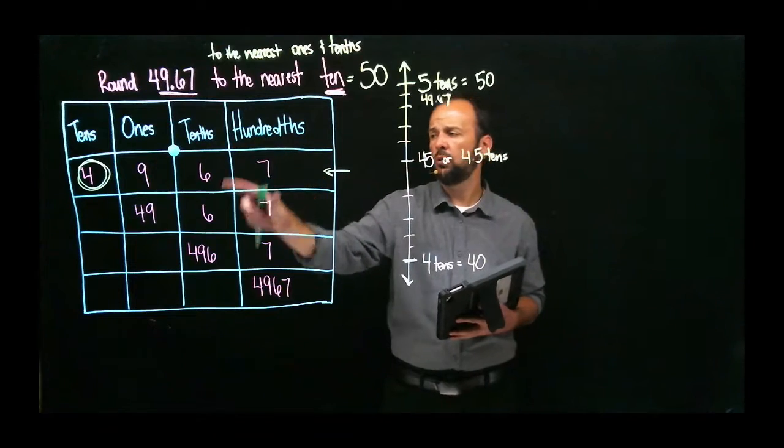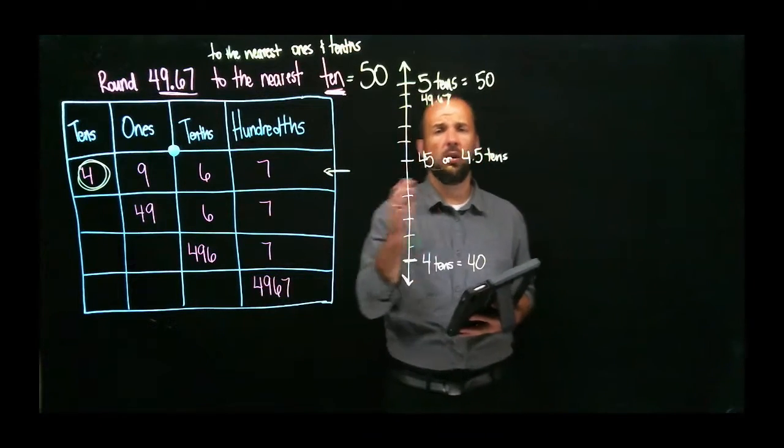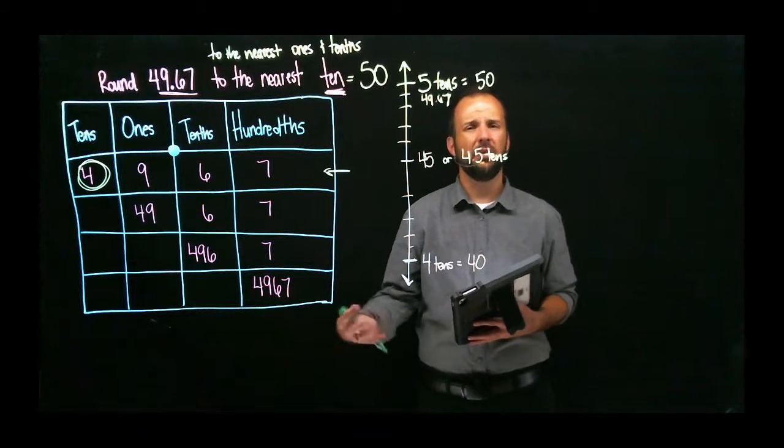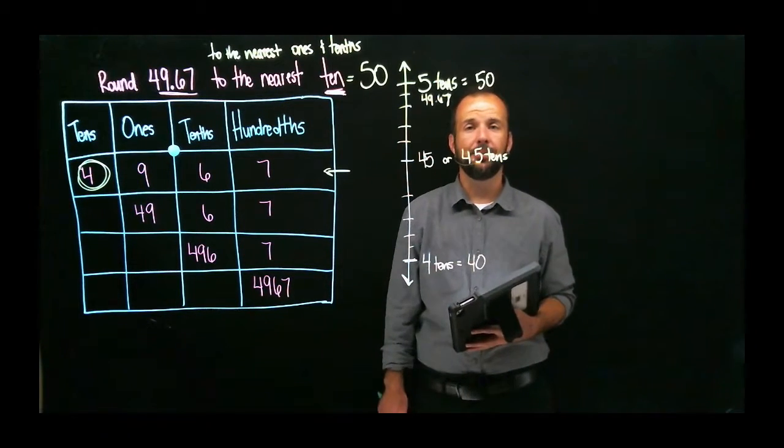Okay, so how would you use what we have here in this chart along with your vertical number line to help you round to the nearest ones and then the nearest tenths? So give that a try and then we'll come back and talk about it together.